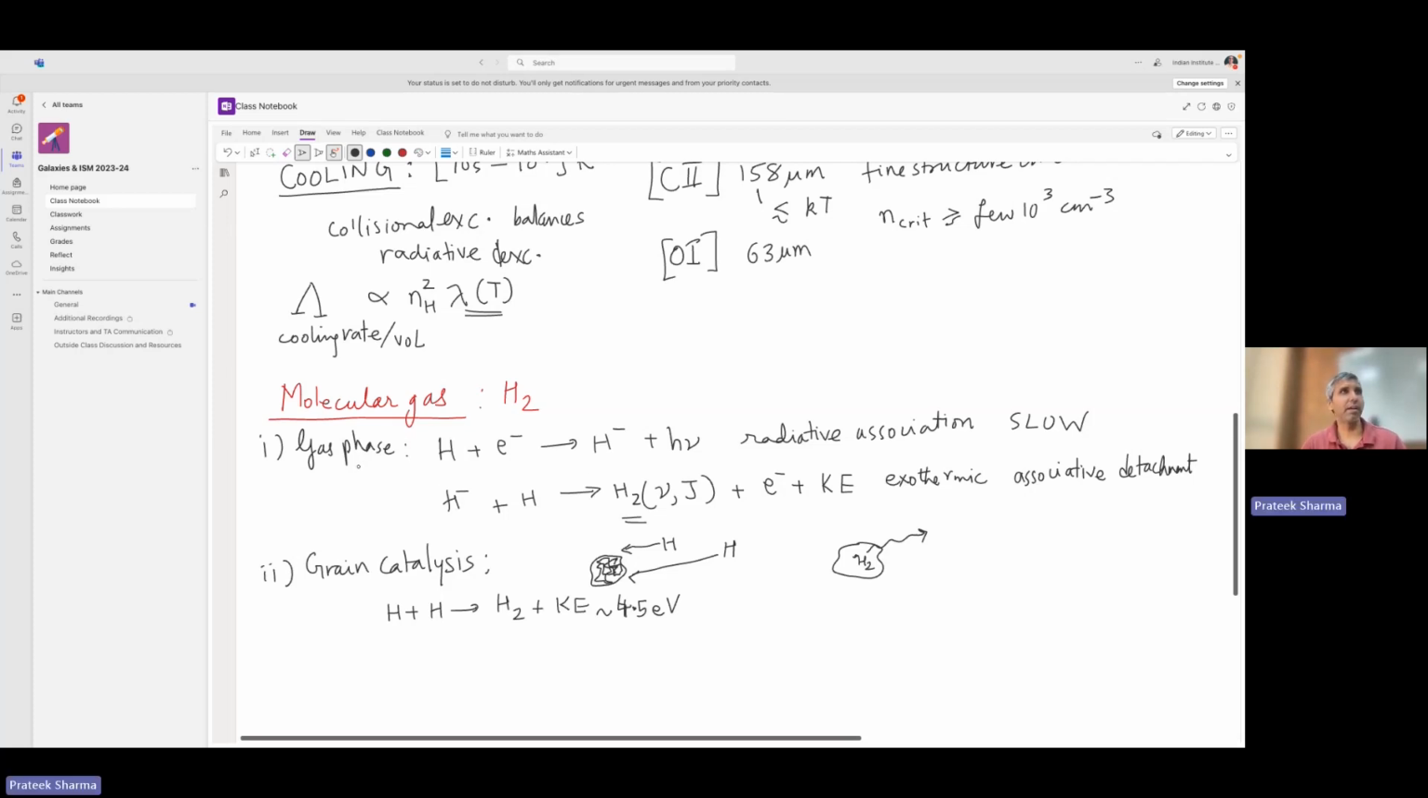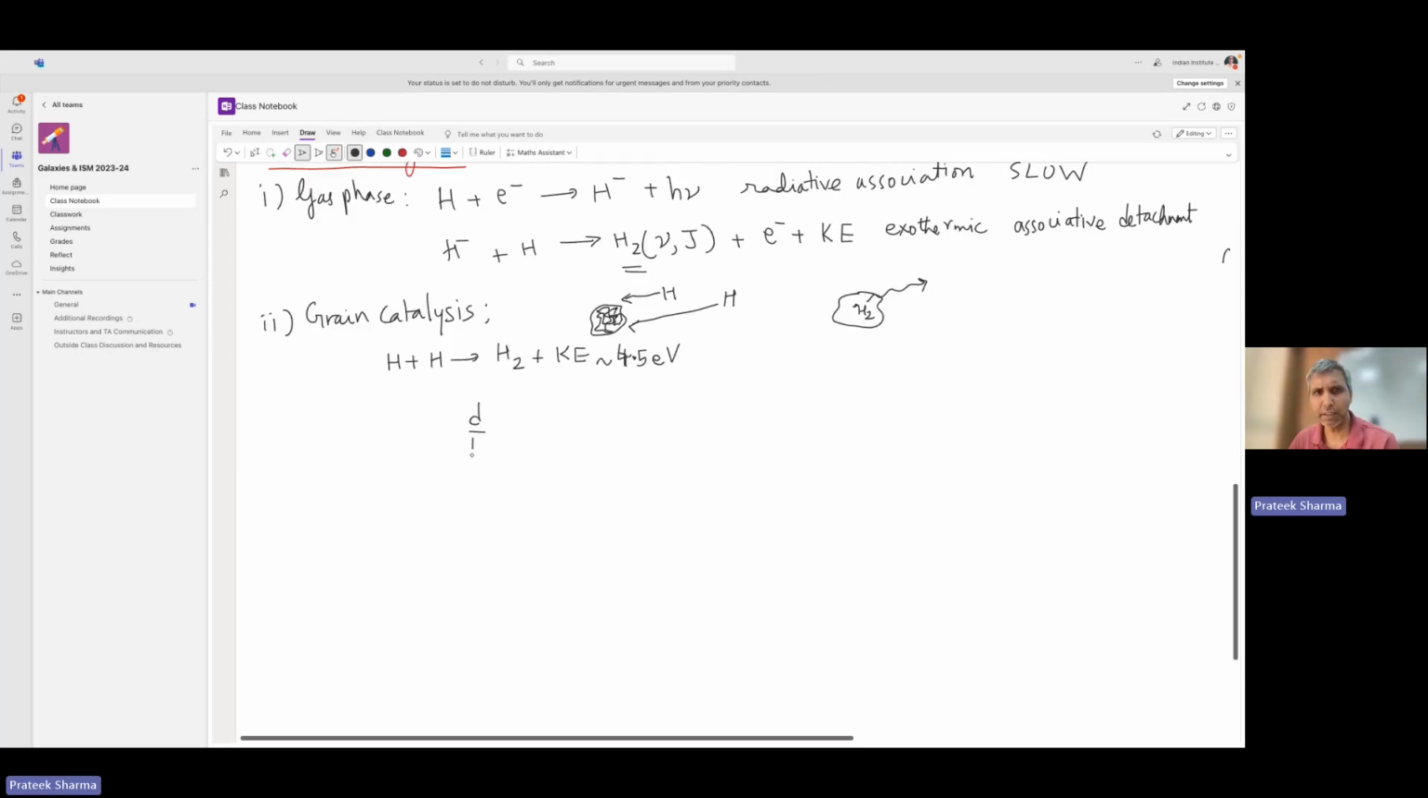This gas phase reaction is more important at high redshifts where there is no dust. So, to form the first stars, you have to have molecules, right? Without molecules, how can you increase the density of the gas? So that must have happened through these kinds of reactions. So you can actually write a reaction rate.